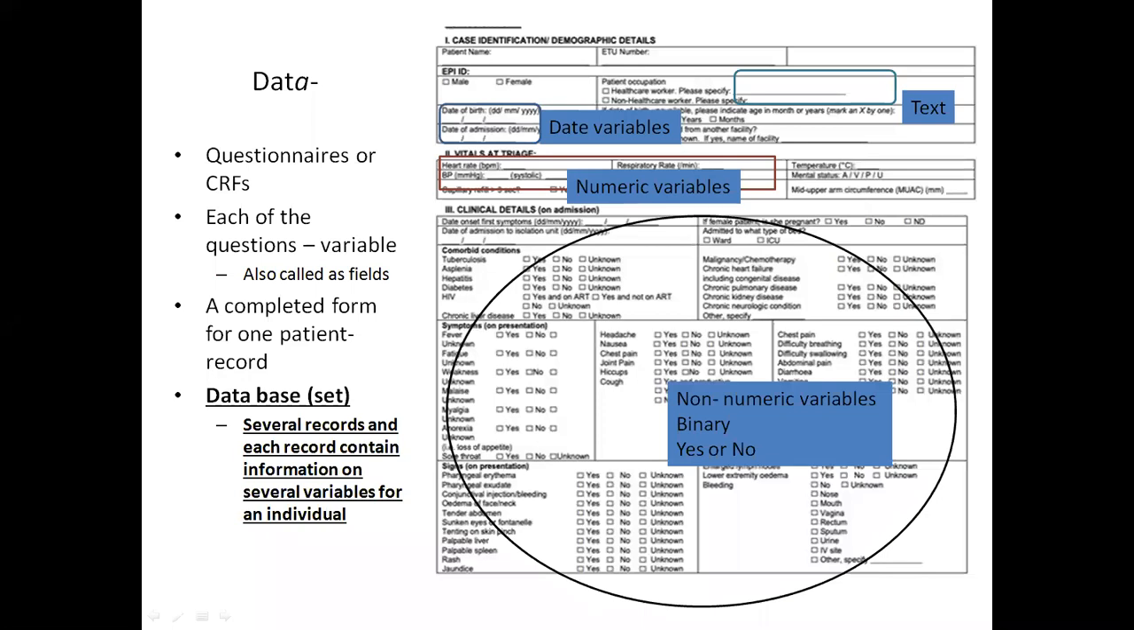And when you have a set of records, suppose your study size is about 500 and you have completed 500 records, those 500 records together are called a database or a data set, right?